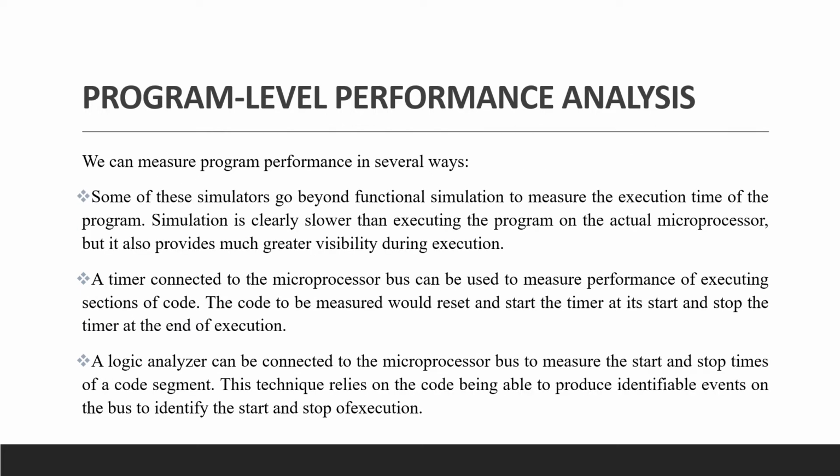We can measure the program performance in several ways. Some simulators go beyond functional simulation to measure the execution time of the program. Simulation is clearly slower than executing the program on the actual microprocessor, but it also provides much greater visibility during the execution. A timer connected to the microprocessor bus can be used to measure the performance of an executing section of the code. The code to be measured would reset and start the timer at its start and stop the timer at the end of the execution.